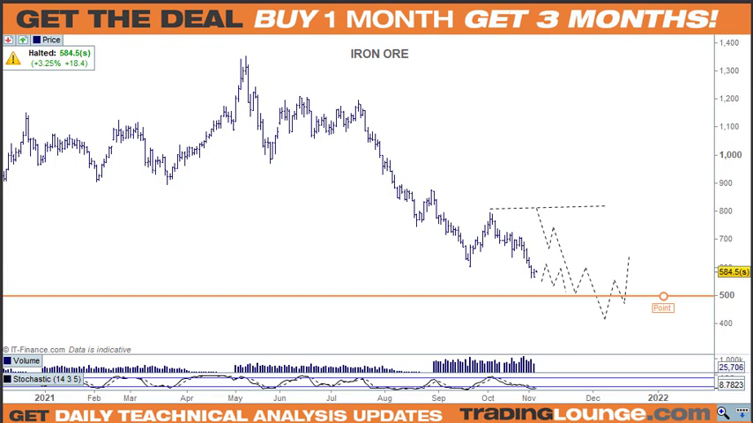So obviously that's going to put pressure on iron ore stocks, which we are seeing at the moment. So we've got about 2 weeks to the downside here to finish this particular trend off at that point. So that's all I've got to say on that.